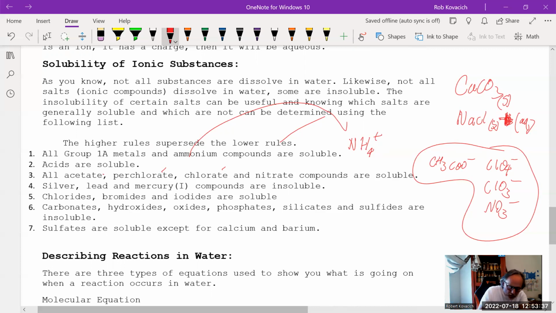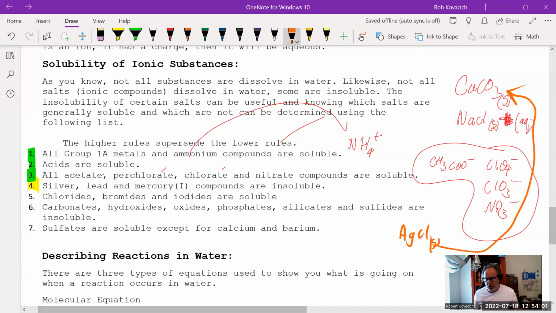Okay, so these first three right here are all solubility rules, talking about things that are soluble. The next one is an insolubility rule. So silver, lead, and mercury 1 compounds are insoluble. All right, so what does that mean? It means if I have silver chloride, that silver chloride, when it goes into water, will behave like the calcium carbonate. It will not dissolve. It will stay a solid. Same situation happens with lead chloride or mercury 1 chloride. They're all insoluble, meaning the water molecule cannot pull them apart, cannot make them aqueous.